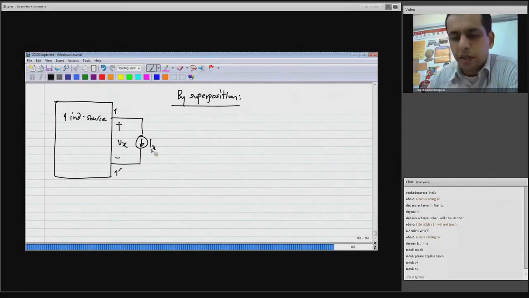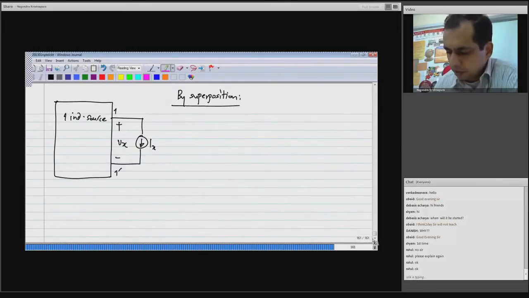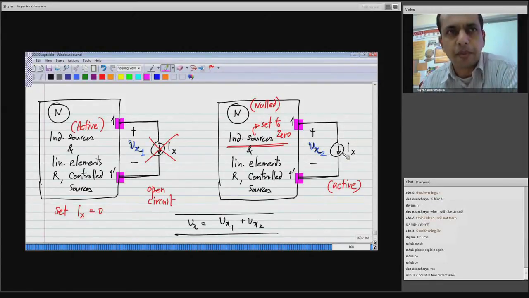Now you don't have to do it one by one. Let's say you had 5 independent sources, you could take 3 of them once and then 2 of them the other time, or 4 of them once and 1 of them the other time, and so on. So here I will first deactivate this Ix, which corresponds to the load, and find this voltage, and then I will null everything else, that is I null the circuit, and find the value of Vx2 from this. I hope that is clear.